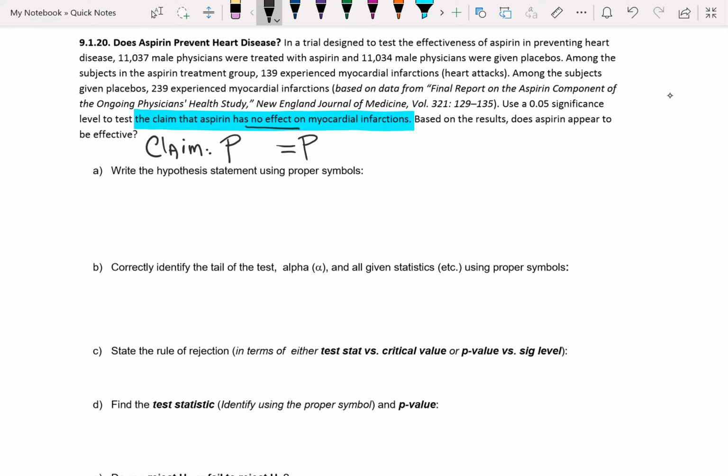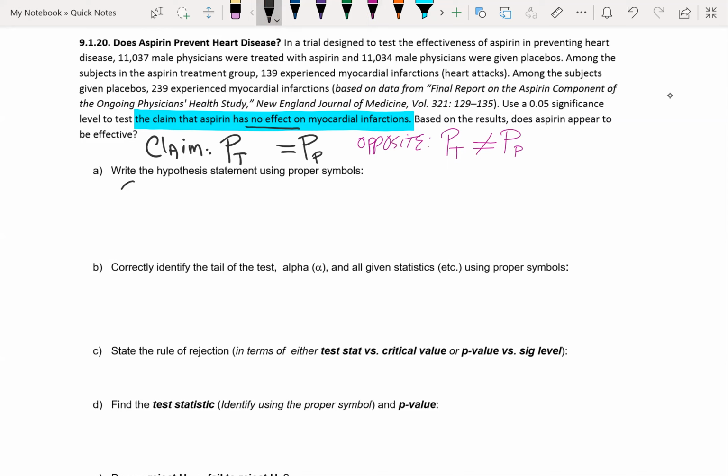I'm going to put a T there for treatment group, and I'm going to put a P there for placebo group. We've got two proportions here, so we want to make sure that we keep them straight. And as always with the claim, it's useful to write the opposite. And the opposite of equal is not equal.